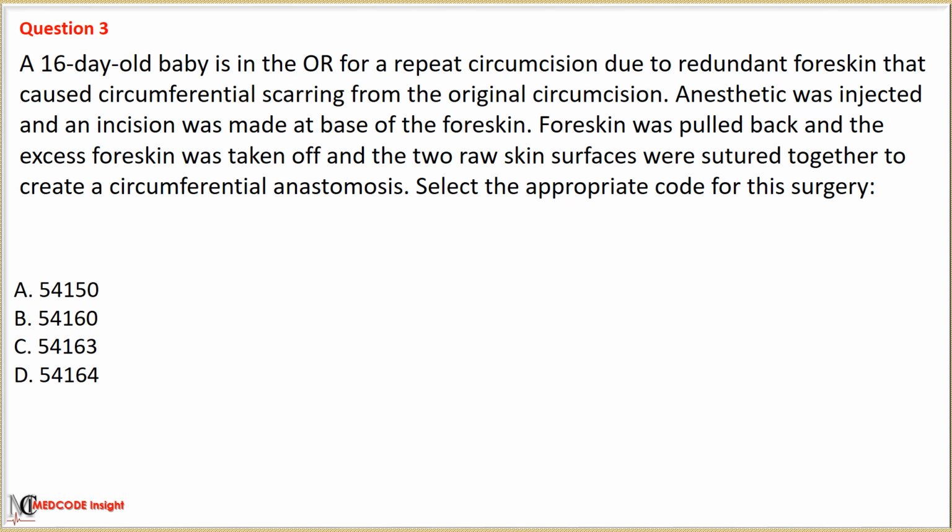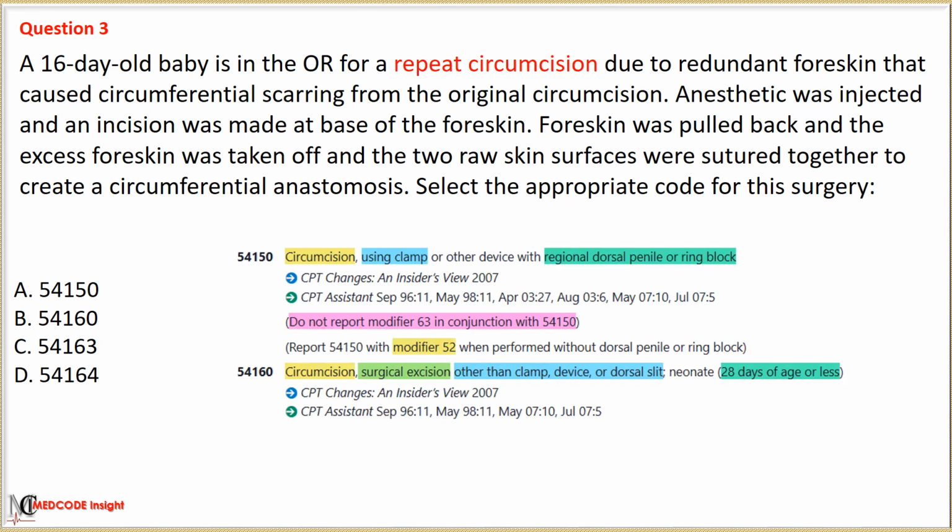Option A with code 54150. Option B with code 54160. Option C with code 54163. Option D with code 54164. In the given scenario, a repeat circumcision is performed as the patient is not undergoing circumcision for the first time but requires a repair from the previous circumcision.